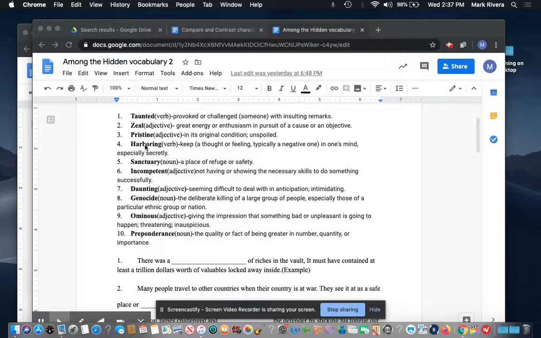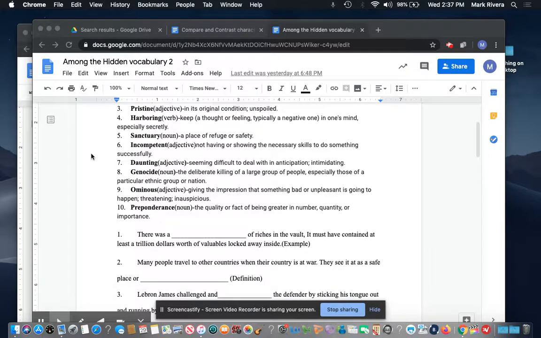The next word is pronounced harboring. Harboring means to keep in one's mind, especially secretly. Okay, so what are you keeping in your mind? It's usually a thought or a feeling, and it's generally a negative one. So people generally harbor bad things in their mind, right? So they're harboring a negative secret. So the girl was harboring the fact that she wanted to break up with her boyfriend, something like that.